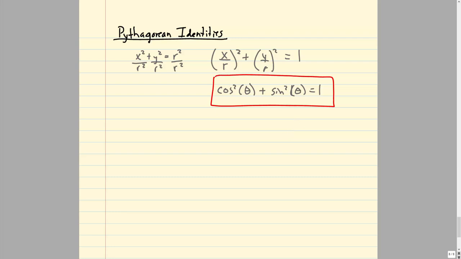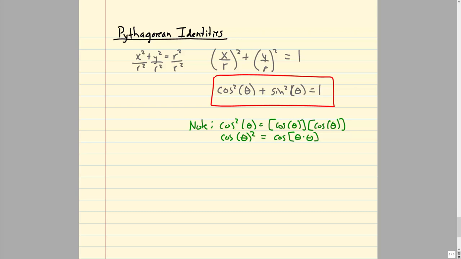Now a couple of quick notes. Cosine squared of theta means to take the cosine of theta and multiply it by itself. Okay, we write that squared up above the cosine. Now, if I want to talk about cosine of theta squared, this means to take the cosine of theta times theta. Okay, so this notation means cosine squared of theta. It doesn't mean squaring the theta. It means squaring cosine of theta.